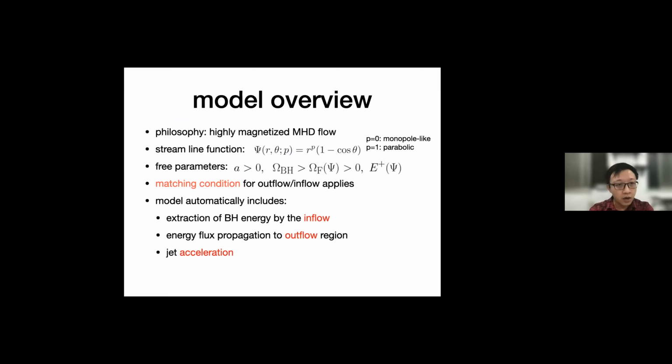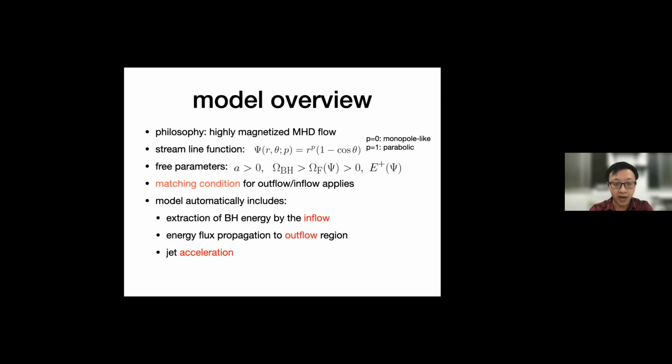To give a model overview, the philosophy of the model is that the geometry of a highly magnetized flow can still be well approximated by force-free magnetic field configurations. The first parameter in our model is the streamline function, which describes the geometry of the magnetic field. It's parameterized by a parameter P. When P equals 0, it looks like a monopole. P equals 1, it looks parabolic. And there are 3 other free parameters.